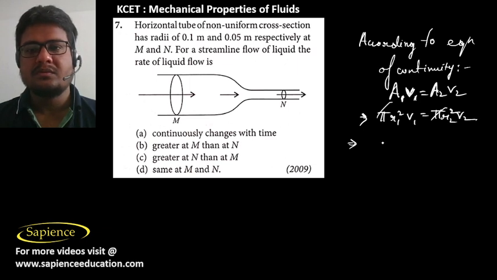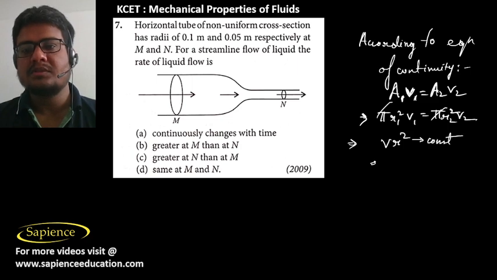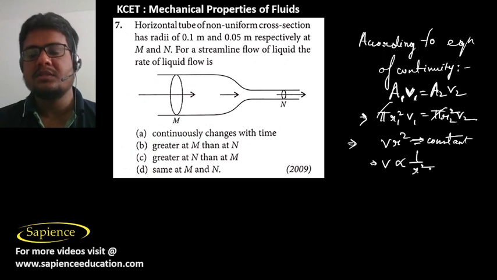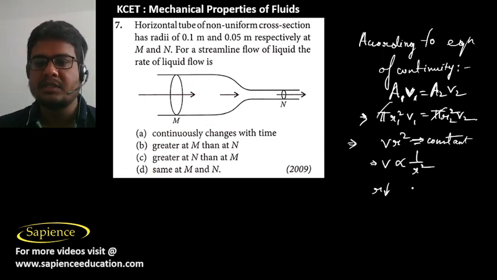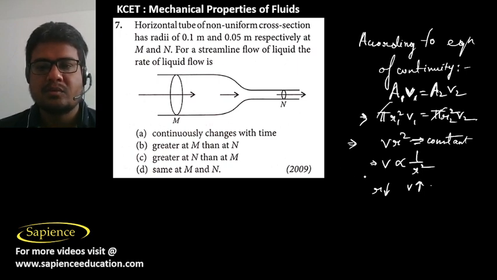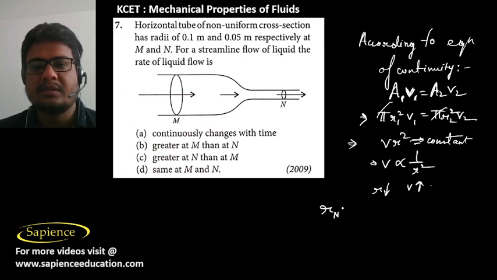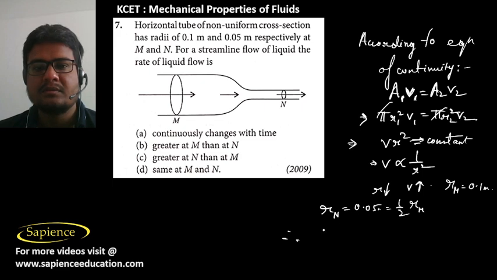So therefore, V into R square, we can say that is constant. So V is inversely proportional to R square. It means that if the radius of cross section is lesser, then the velocity will be higher. So the radius at the point N, which is 0.05, is half of the radius at the point M, which is 0.1 meter. So it is half of this.